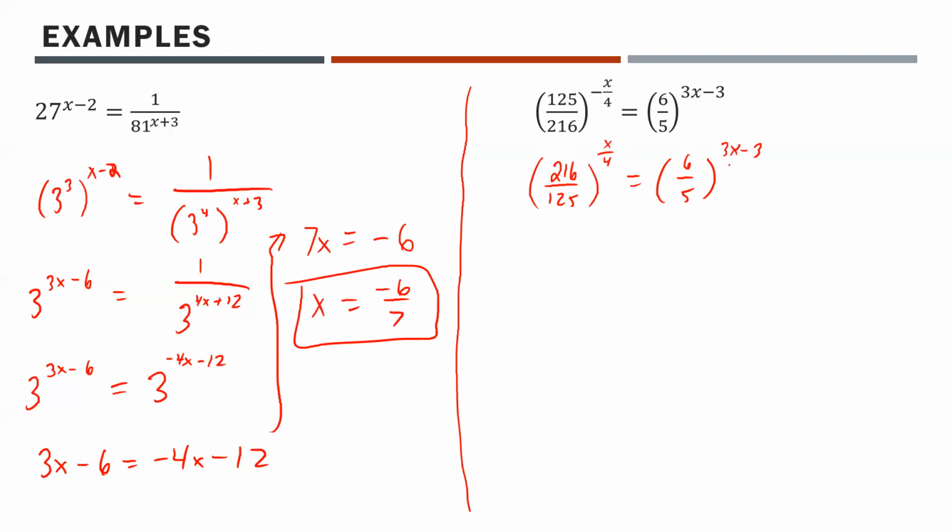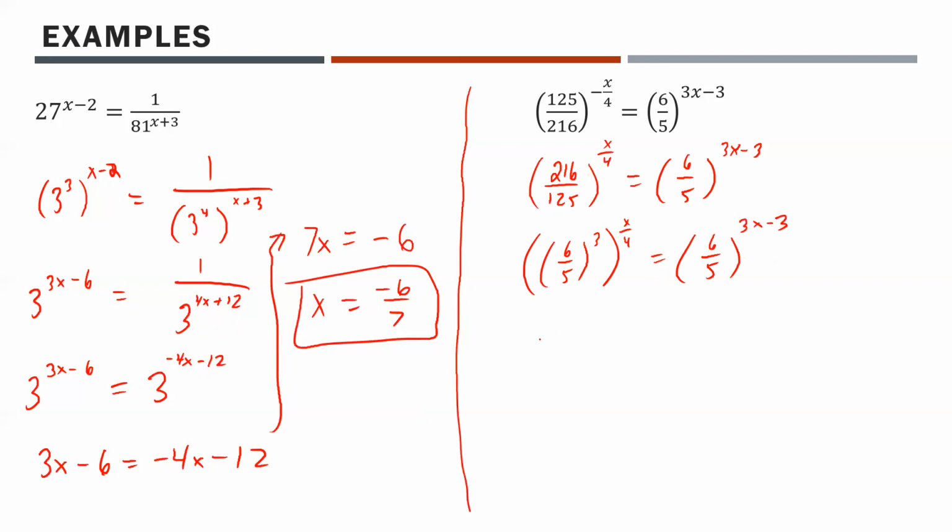If you didn't do that as a first step, it's not the end of the world, but I just like doing that because now I'm a little bit more comfortable. And there's another really big reason why I did this. 5 can turn into 125 by taking it to the power of 3. 6 can turn into 216 by also taking it to the power of 3. So we can write this as 6 over 5 to the power of 3, to the power of x over 4, equals 6 over 5 to the power of 3x minus 3.